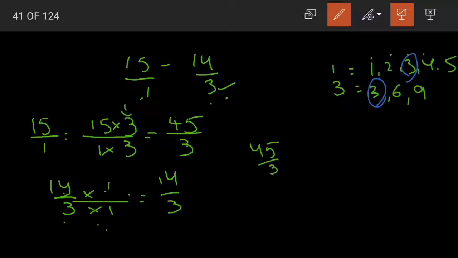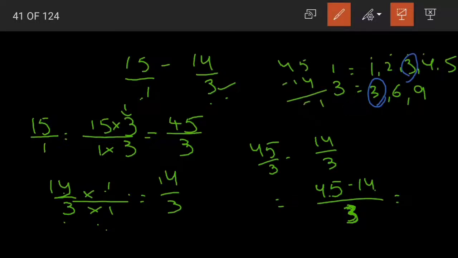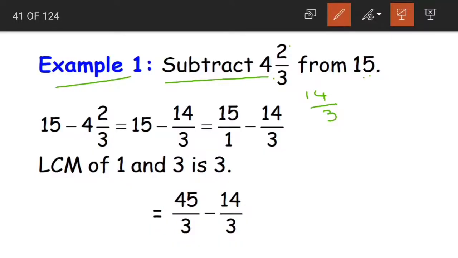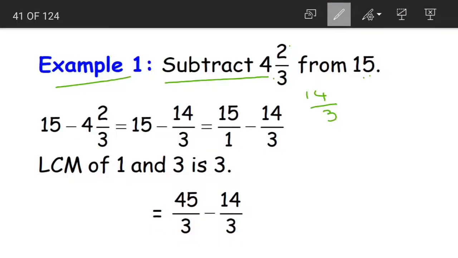Now these are our fractions: 45 by 3 minus 14 by 3. How to subtract? Subtract the numerators and retain the common denominator 3. 45 minus 14, we have 1 and 3, that is 31 divided by 3. This is our difference of the given fractions, that is subtract 4 2 by 3 from 15. 31 by 3 is our answer.